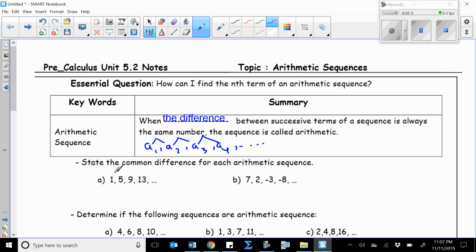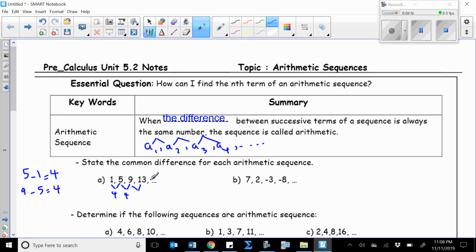In this example, let's first of all check the first two successive terms here, 1 and 5. So I subtract 1 from 5, which will be 5 minus 1, which is equal to 4. So the difference between the first two successive terms is 4. Now let's look at the difference between the second two successive terms. So I do 9 minus 5 is equal to 4 again. So this is also 4.